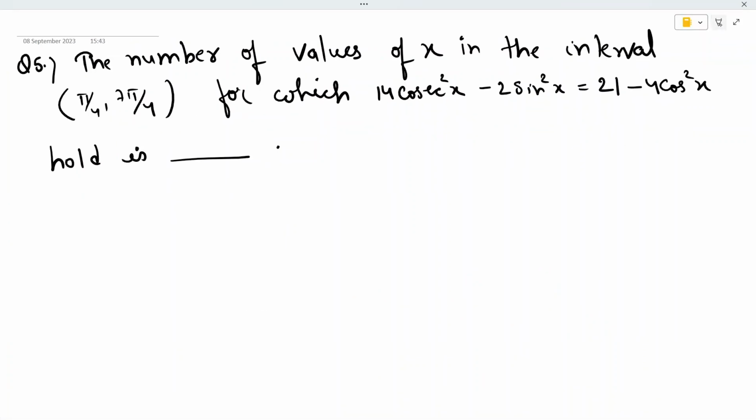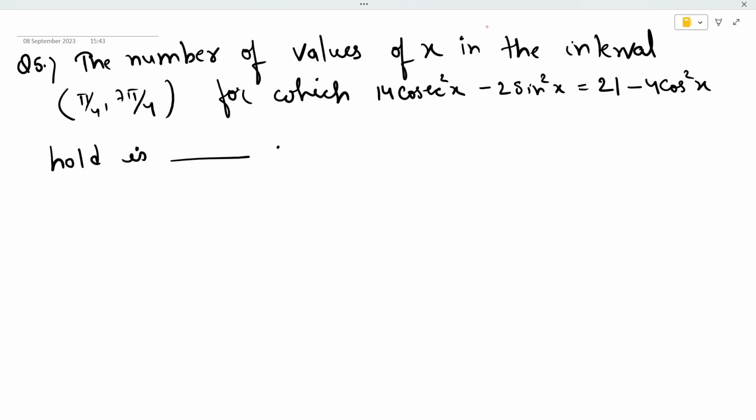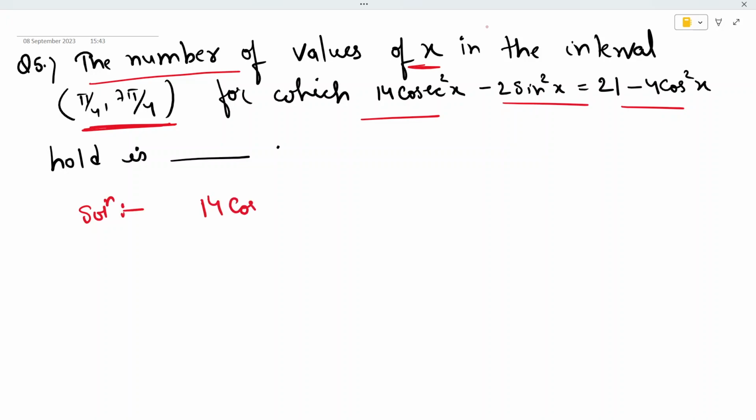The last question of trigonometric equations that was asked in JEE June SIP 2022. This is also a very interesting question. We have to find the value of x in the given interval for which this equation holds. So we have to evaluate x. We are given 14 cosec square x minus 2 sin square x is equal to 21 minus 4 cos square x.